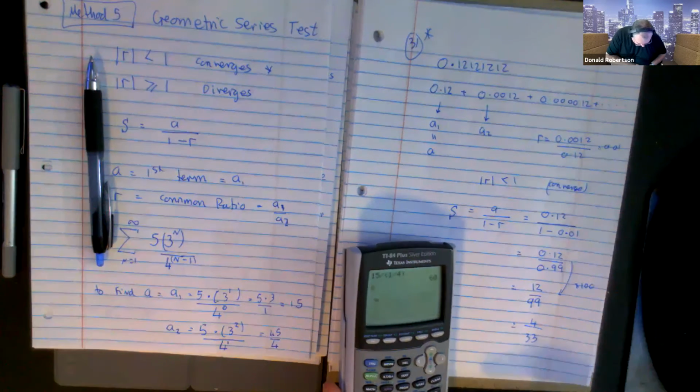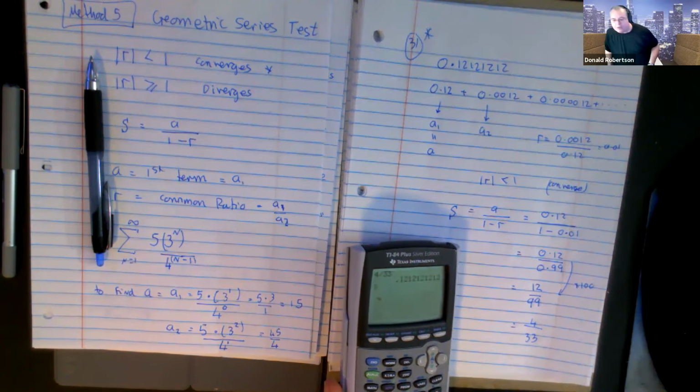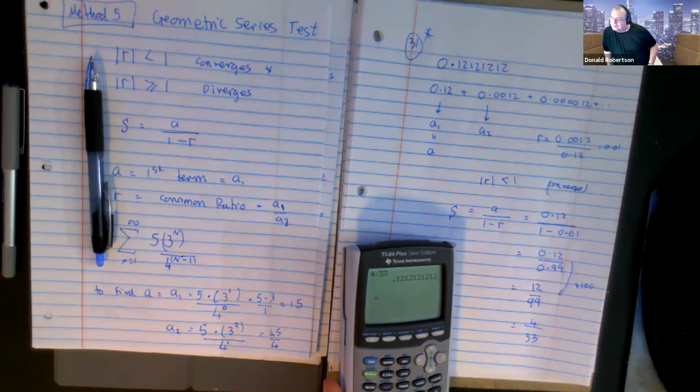So 4 divided by 33. Are we good or are we good?